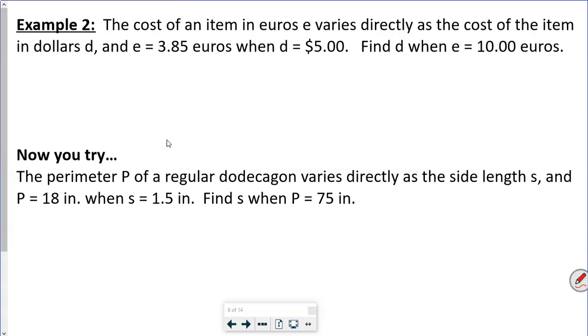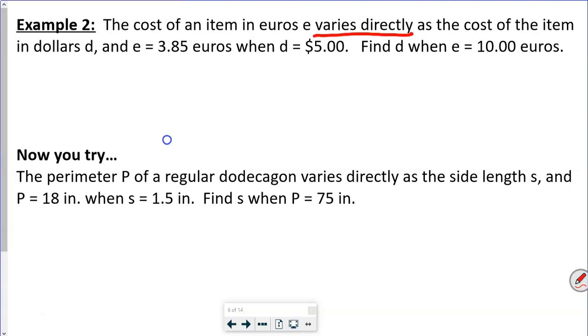So the cost of an item in euros varies directly. This is our key phrase right here. As the cost of the item in dollars, D, and E is 3.85 euros when D equals $5. Then it says find D when E is 10 euros.